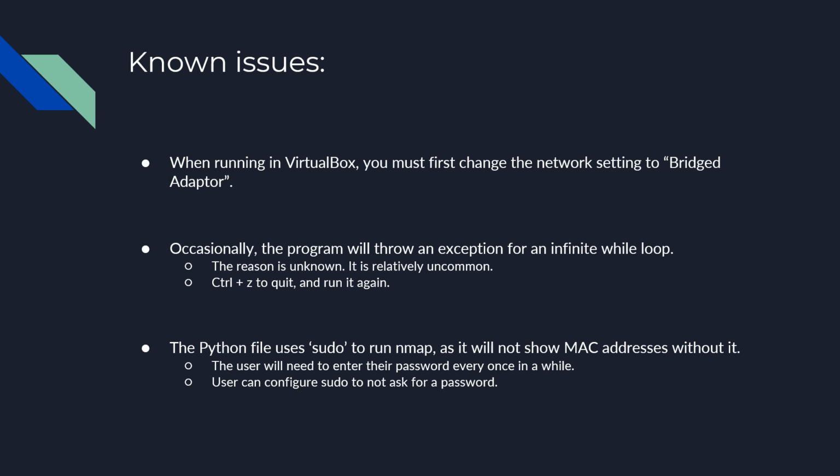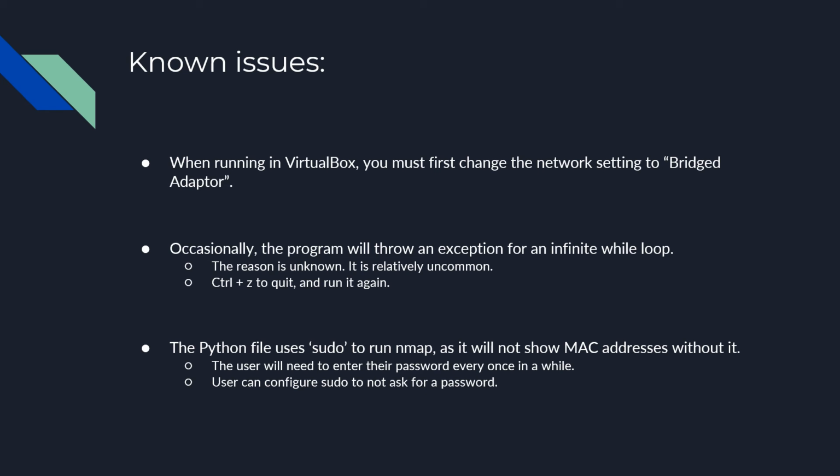So of course, as we were building our system, we ran into issues. Here are a few issues that are still present in the system itself. So first of all, if you're running the system from VirtualBox, you must first change the network setting to bridge adapter, which essentially allows the virtual machine to use the local host IP address.